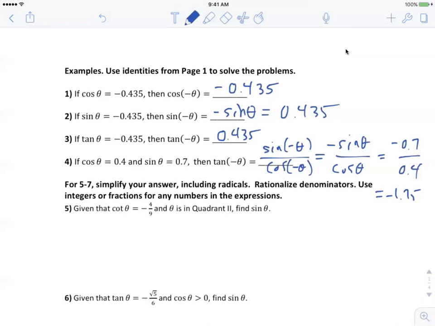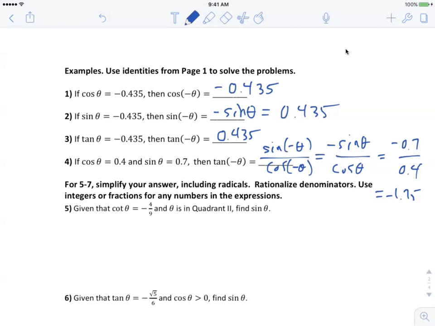But let's look at this first one. We know that the cotangent is negative 4 over 9. Theta's in quadrant 2, find sine theta. Okay, so what they're trying to get you to do is think of an identity that involves cotangent and sine, and then use that identity to solve the problem.